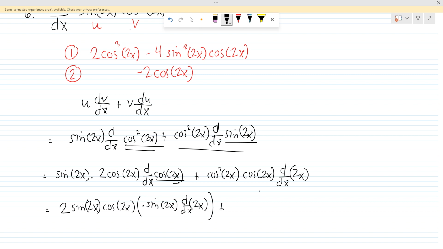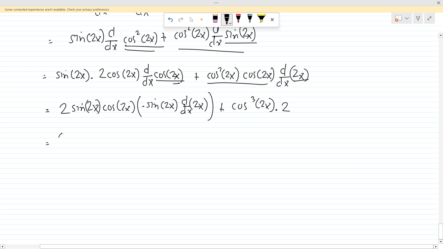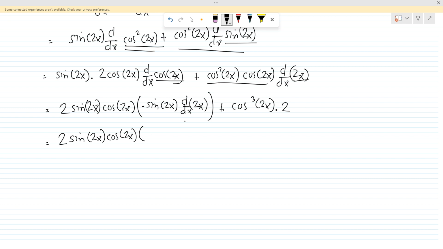Plus we have here cosine squared of 2x. Okay, this would be what? 2 cosine cubed of 2x. Then what is the derivative of 2x? That would be 2. So 2 sine of 2x cosine of 2x times, what is the derivative of 2x? 2. So we have here negative 2 sine of 2x plus 2 cosine cubed of 2x.